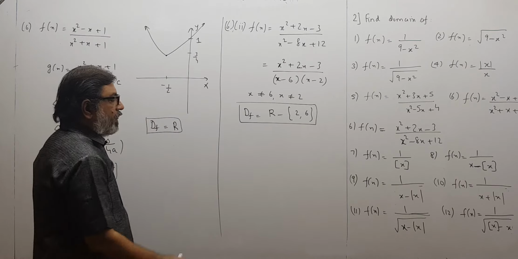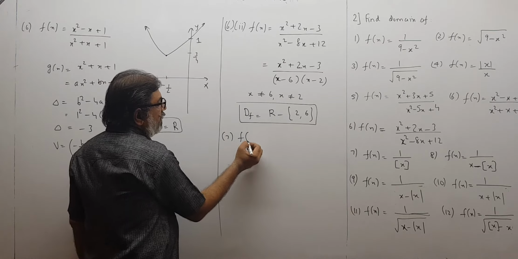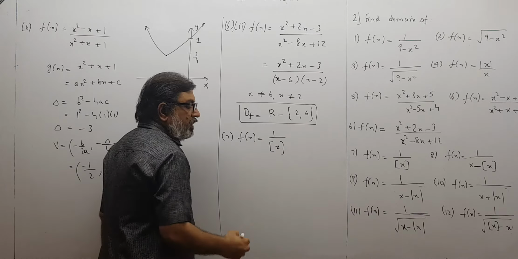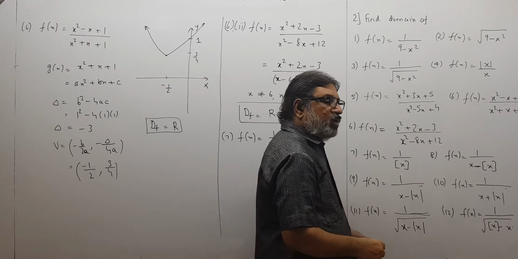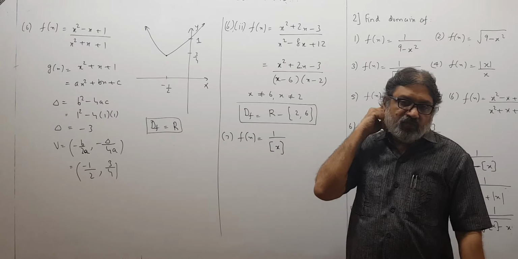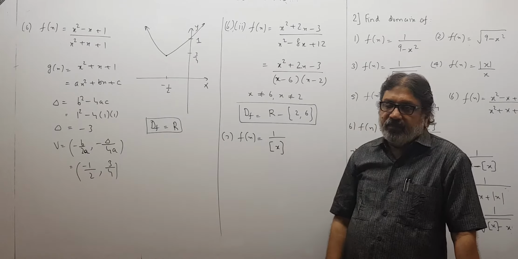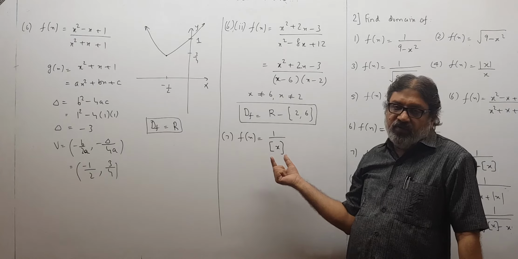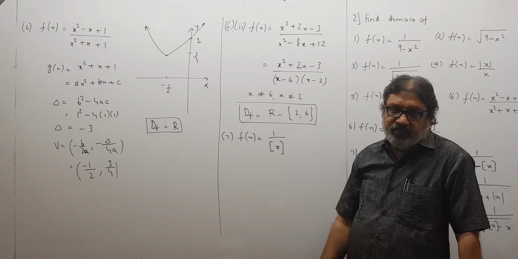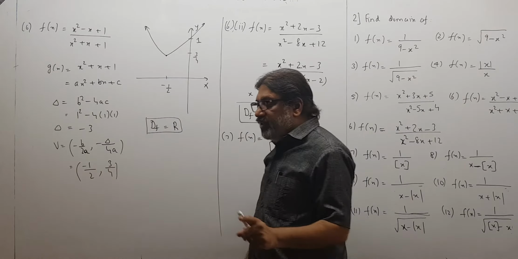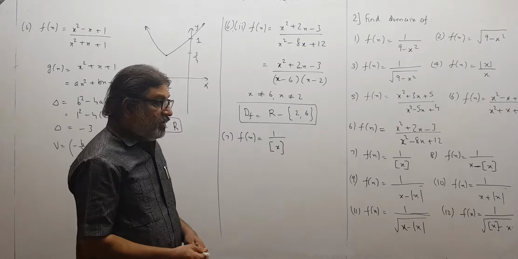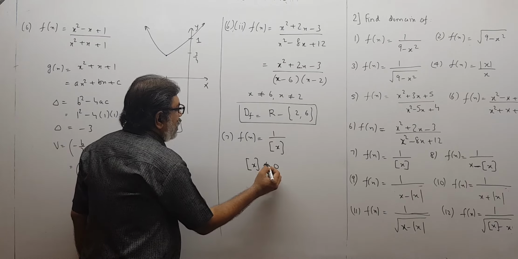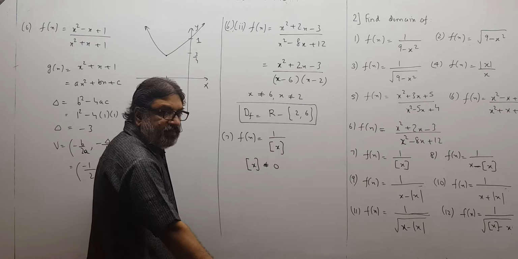Okay, then 7, children, f(x) equal to 1 upon integer part of x. Children, integer part of x can be 1, 2, 3, 4, 0, minus 1, minus 2, minus 3, minus 4, like this, or integers only. So this should not be 0. Whenever this is 0, it will create trouble for us. For all other numbers, we are not concerned. So we want integer part of x should not be 0. Otherwise, 1 upon 0 will be undefined.